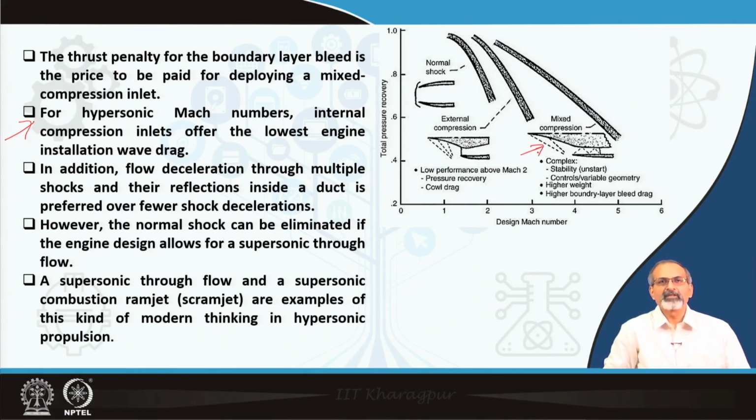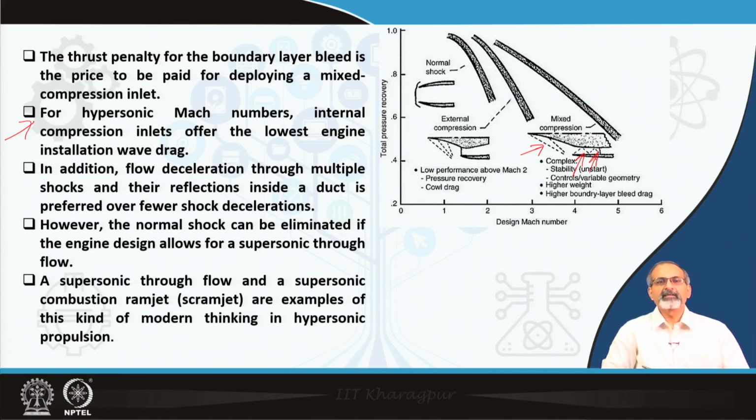In addition, flow deceleration through multiple shocks and their reflections inside a duct is preferred over fewer shock decelerations. That means you are talking about the flow getting slowed down with multiple reflections of the shock wave further inside the engine. However, the normal shock can be eliminated if the engine design allows for a supersonic through flow.